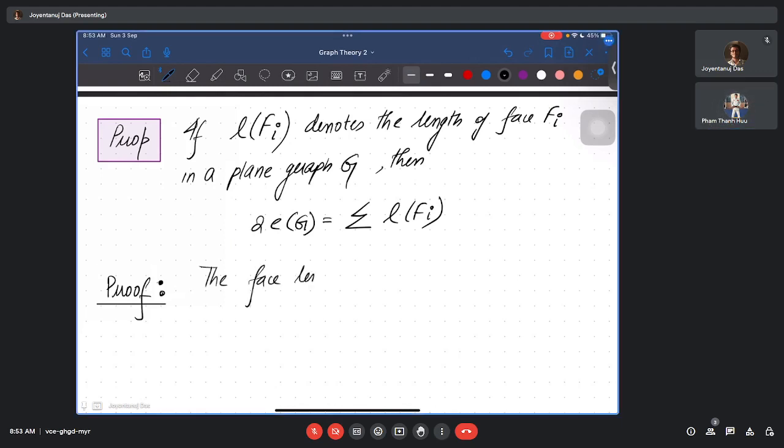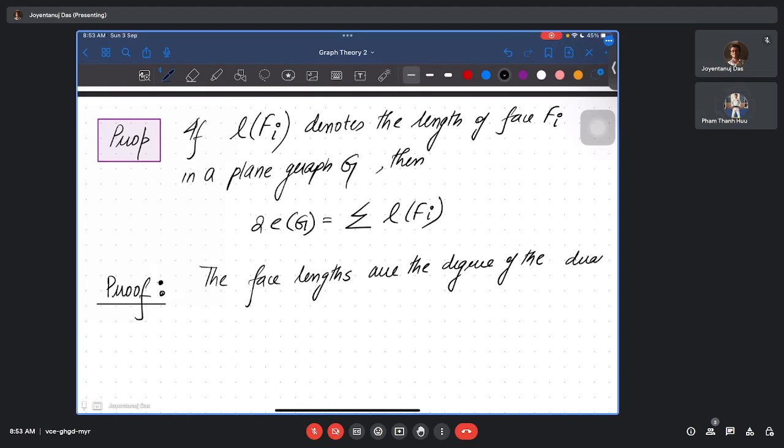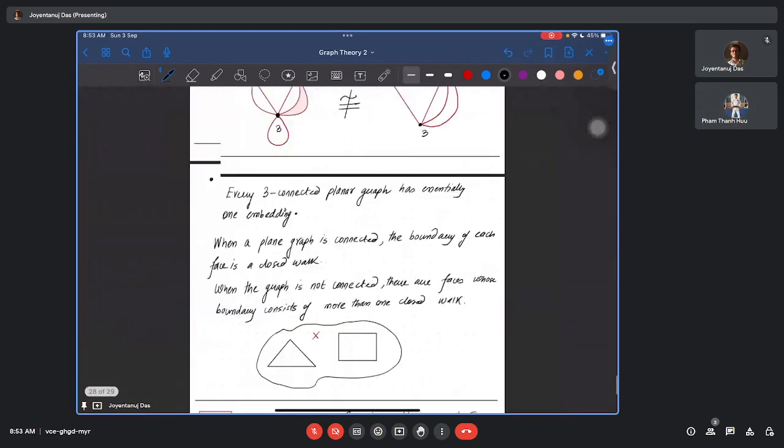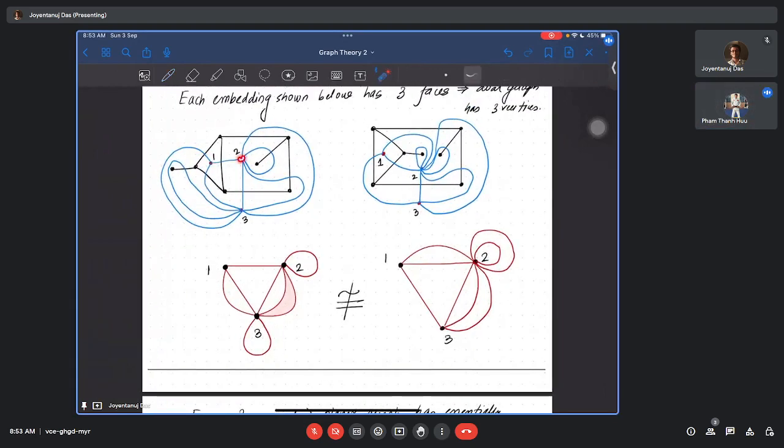The face lengths are the degrees of the dual vertices, right? So here, if you see the example, this is the dual vertex, this 2 is a dual vertex. So what is its degree? The degree is how many edges it has, right?